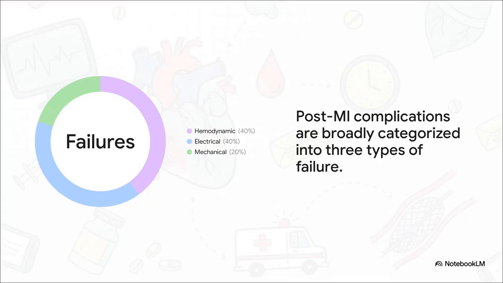Let's break those down. Hemodynamic complications are basically pump failure, like cardiogenic shock. Electrical instability is when the heart's wiring gets fried from the injury, leading to life-threatening arrhythmias, like ventricular fibrillation. That's the #1 cause of sudden cardiac death. And finally, you have the mechanical catastrophes. These are rare in the modern era, but they're devastating things like a rupture of the heart's free wall or the septum between the ventricles.